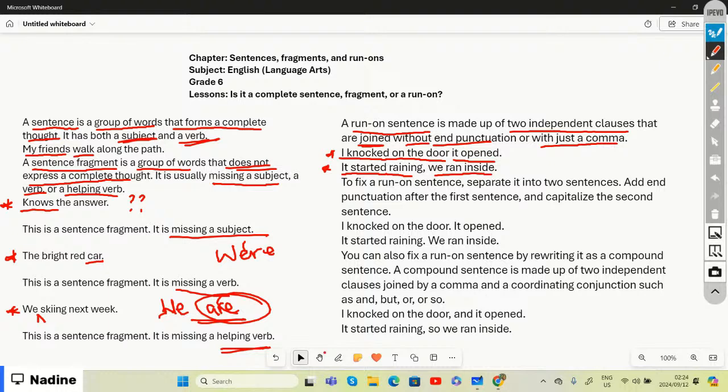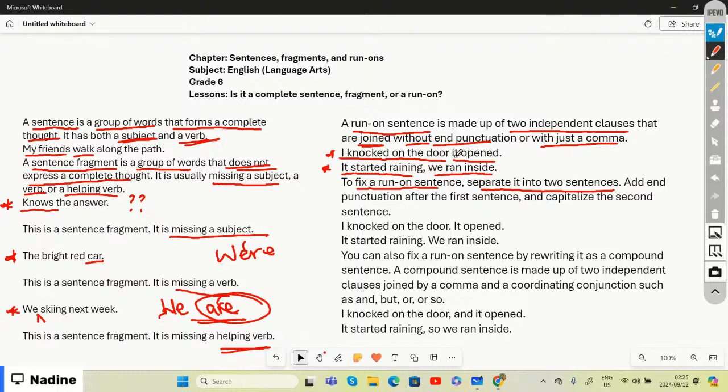But now, when it comes to run on sentences, we can fix them to basically write a completed sentence. And when we fix a run on sentence, it means that we need to separate it into two sentences. I try to separate it by drawing the line where the independent clause is. So we're going to separate it into two sentences.